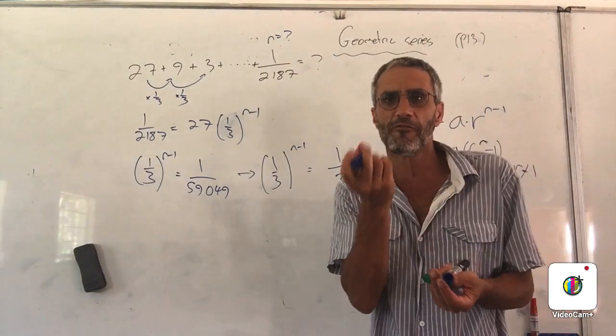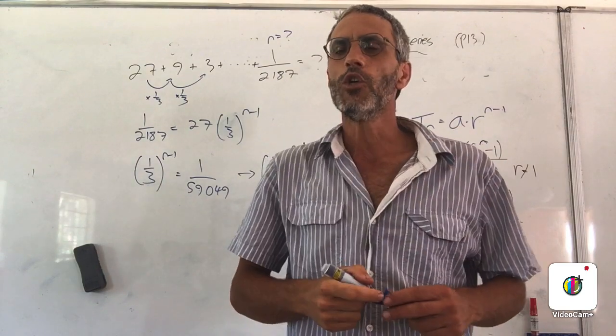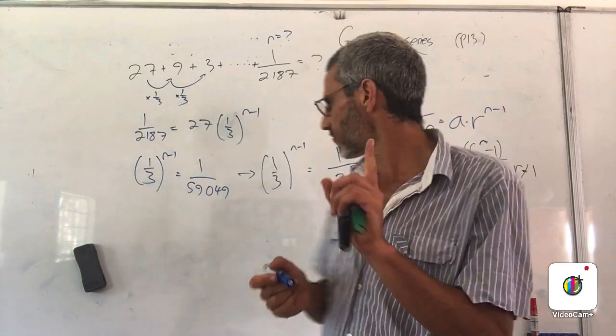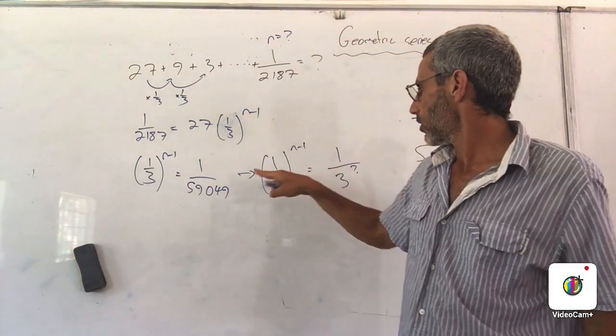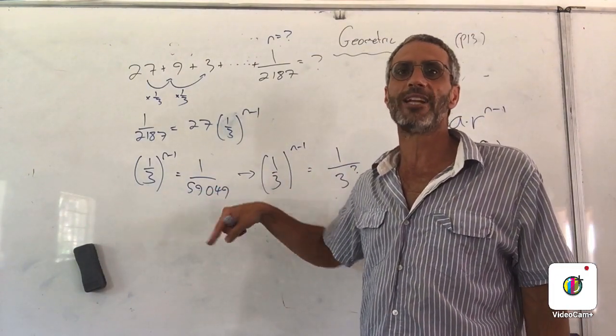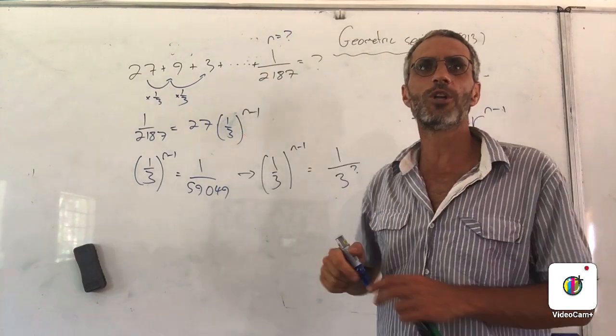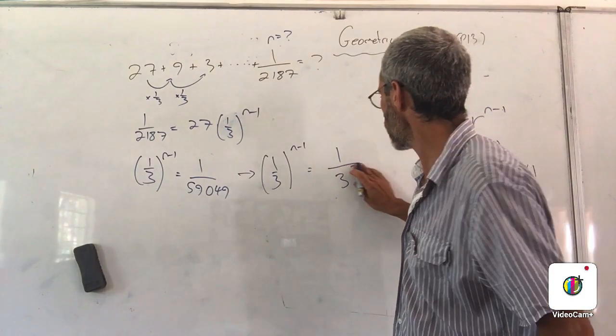How would I do it? There is a function on the calculator. It's not factorial, it's fact. F-A-C-T. So write down 59049. Write equal, and then write fact. And what do you get? 3 to the power of 10.